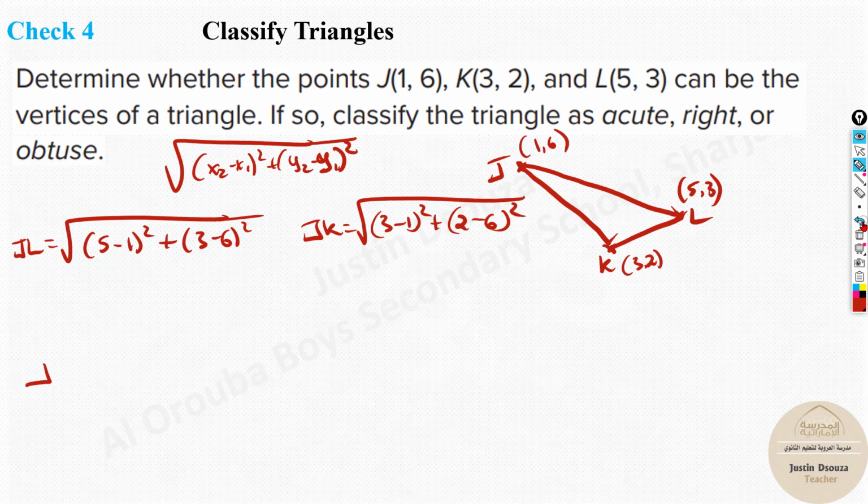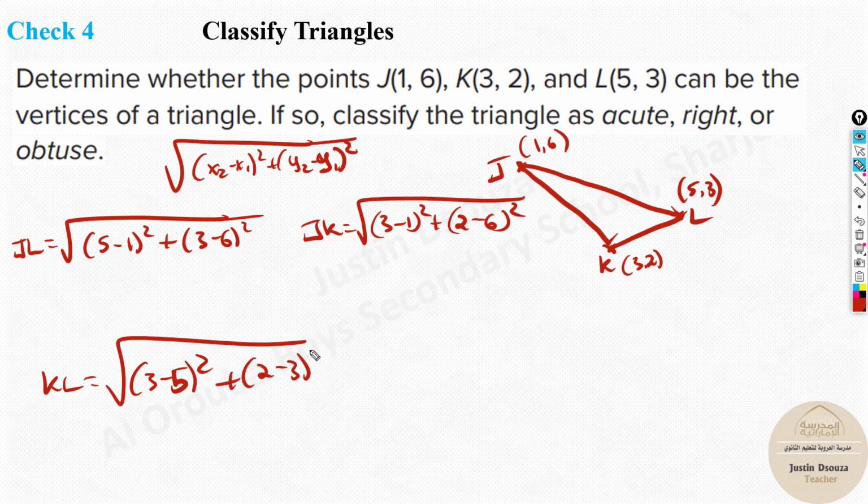And lastly, what do we have? Sorry, it's over with J. It is K and L. That will be equal to square root of 3 minus 5, or you can take 5 minus 3, it's up to you. I'll just say 3 minus 5 the whole square plus 2 minus 3 the whole square. If you consider this to be first term, then even y in this 2 must be first, minus 3. Now you must use your calculator and solve it.